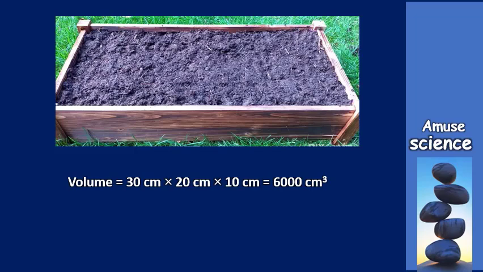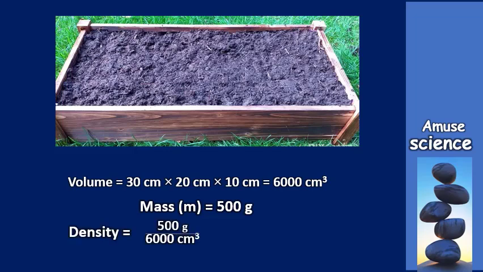So we can calculate the density of this system. That is 500 grams divided by 6,000 cubic centimeters. And we are going to arrive at 0.083 grams per cubic centimeters. Now we want to reduce the volume of the system but maintain the mass. We want to keep the mass constant.